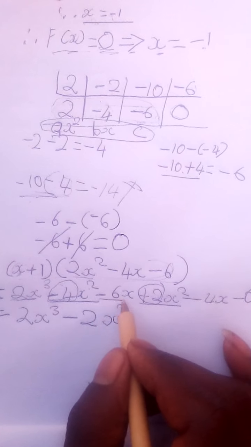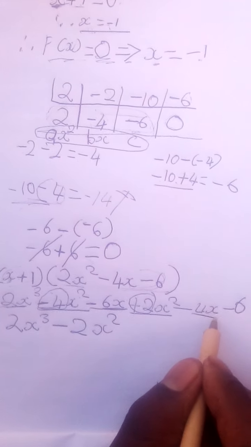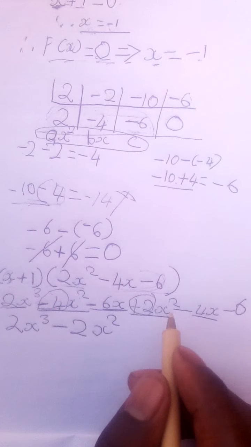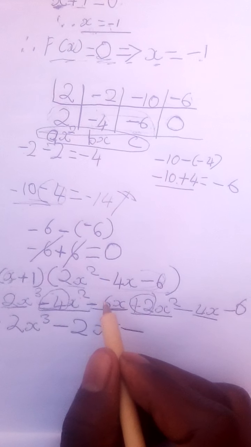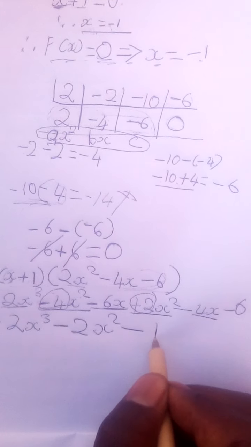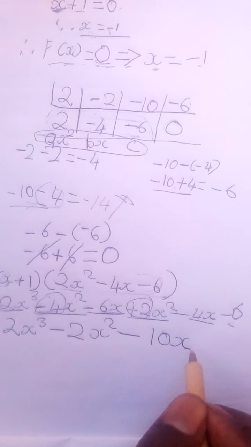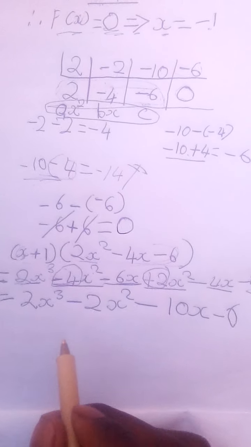Then is there anything that is the same as negative 6x? Yes, we have negative 4x here, but their signs are both negative. Then we write that negative sign and we add the terms. Then 6 plus 4 is going to be 10x, so it's going to be negative 10x. Then we are left with negative 6.